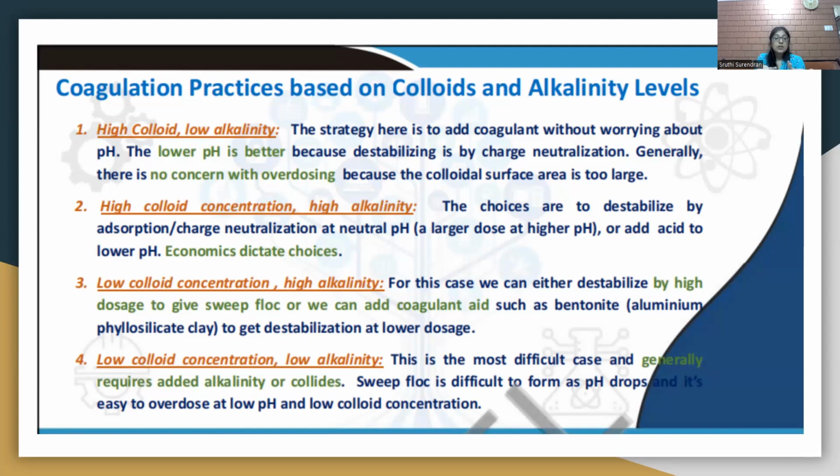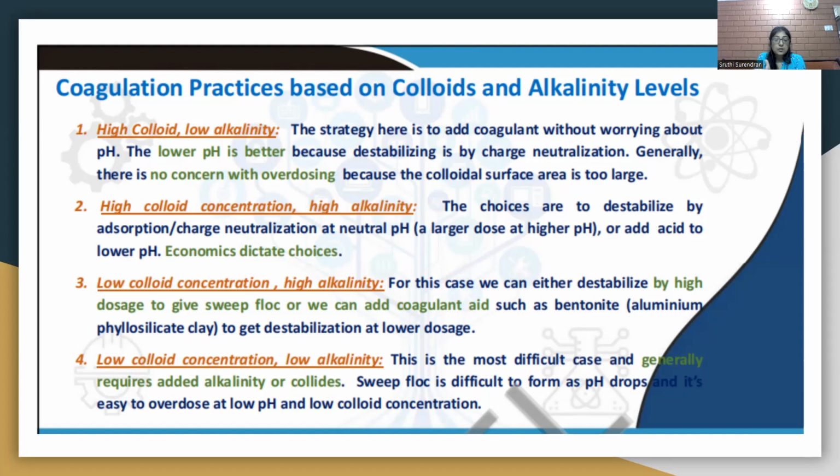So when there is high concentration of colloid and the alkalinity of water is low, we don't have to be concerned about anything, because coagulation happens best when the pH of the water is lower. So we don't have to worry about the amount of coagulant that we are adding, or whether there will be an overdosing or anything. So that is what happens in the high colloid, low alkalinity condition.